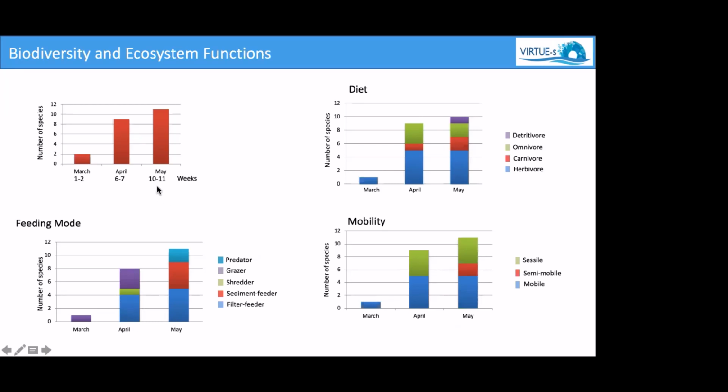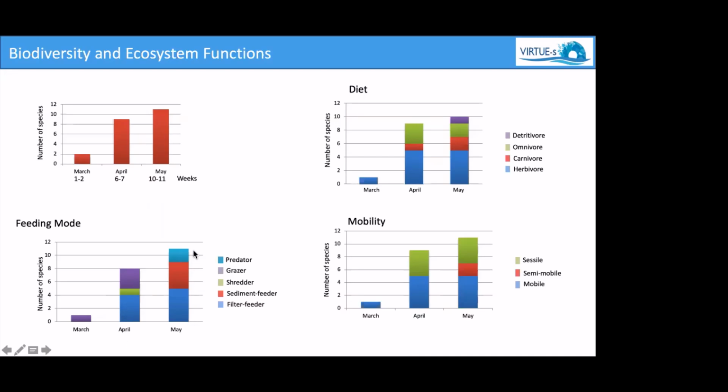And then after more weeks, the 10th and 11th week, the shredders are gone, okay? And the grazers are gone. If we say that the grazers and the shredders are actually mostly herbivores, or many of them are herbivores.